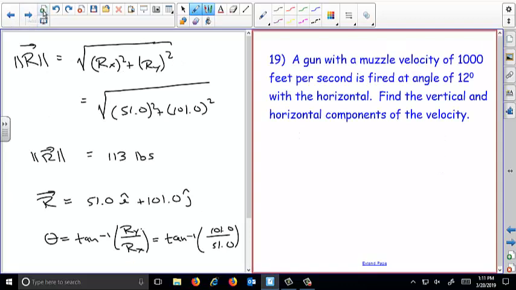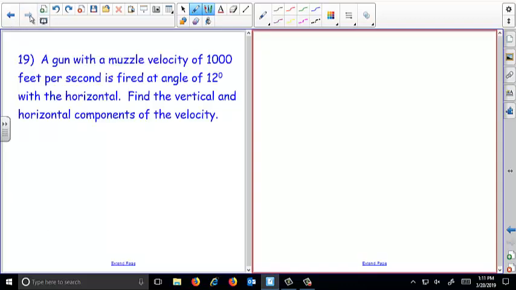Now the final problem is actually a little easier. Here, all we're doing is taking this gun that's shot. So we create a vector to represent this velocity. It's a velocity vector, we'll say it's vector v. We know the magnitude of v is 1,000 feet per second. And we know that theta is 12 degrees with respect to the horizontal.